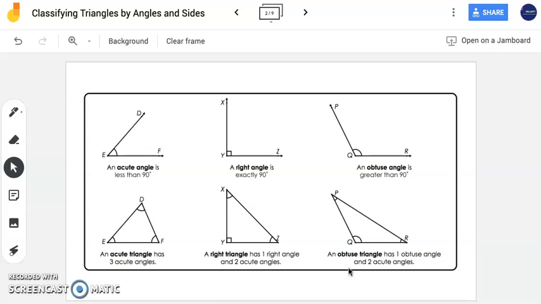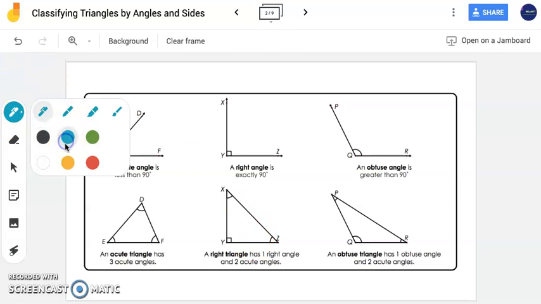However, just as a reminder, an acute triangle has three acute angles. That means the triangle consists of three angles that are all less than 90 degrees. A right triangle has one right angle and two acute angles. That right angle means that there is an angle that is exactly 90 degrees. When that exists, that means a right triangle is present.